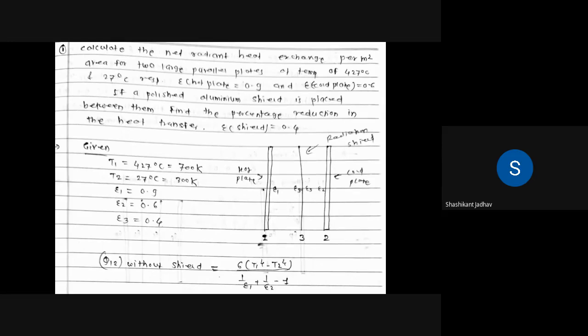Okay, so all of you put the values into this equation and tell me the answer for Q12 without shield. Do the calculation by yourself and put the answers in the chat box so that I can check whether the answer is correct or wrong. All of you do the calculation by yourself.